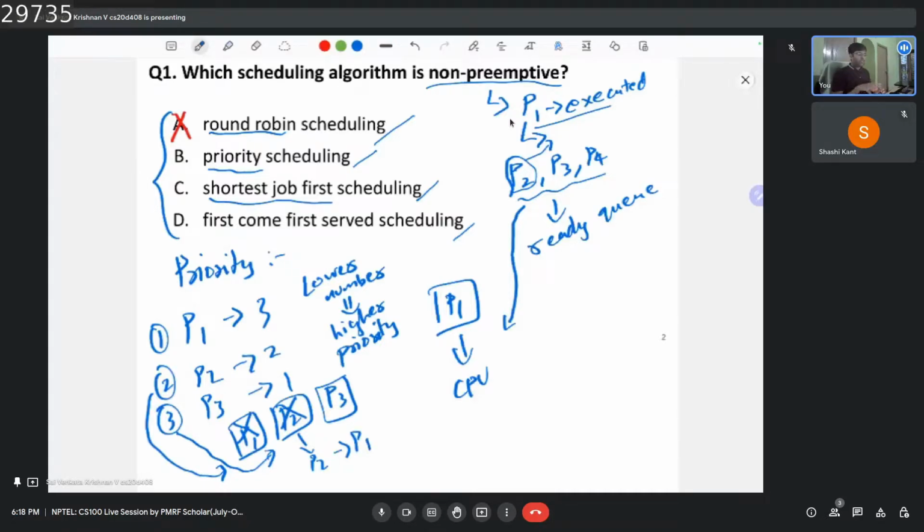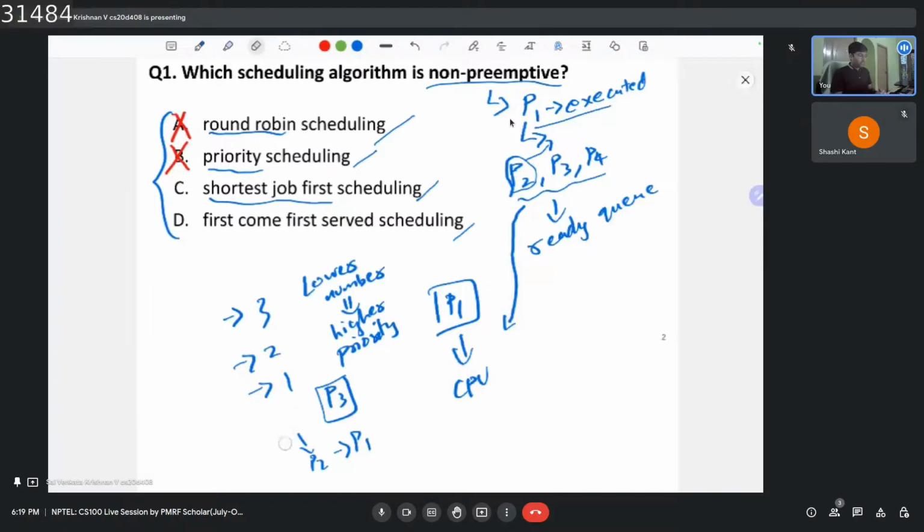So by default, this priority scheduling algorithm is a preemptive algorithm where a higher priority process, say P3, would preempt a lower priority process P2 or P1. So this is the default behavior of a priority scheduling algorithm, and so this is not non-preemptive, this is also preemptive. So A and B options are ruled out. Now we'll see shortest job first scheduling.